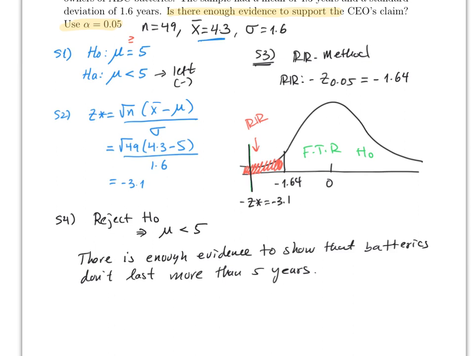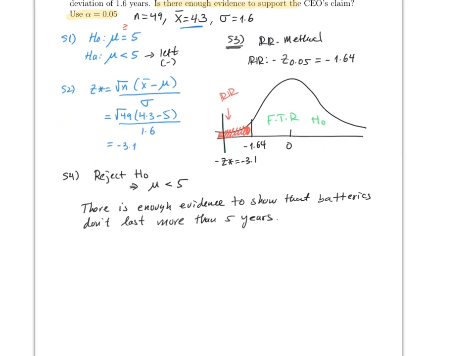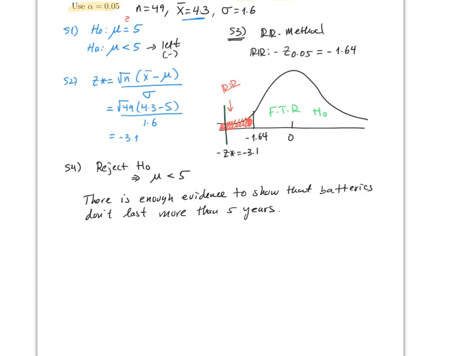What you prove is that this has to be true. Remember, you rejected this, so that implies that this is true. So what you just prove is that the average life of batteries is less than 5 years, which is the opposite of what the CEO was claiming. The CEO was claiming that batteries last more than 5 years. All right, so you can see this is straightforward.